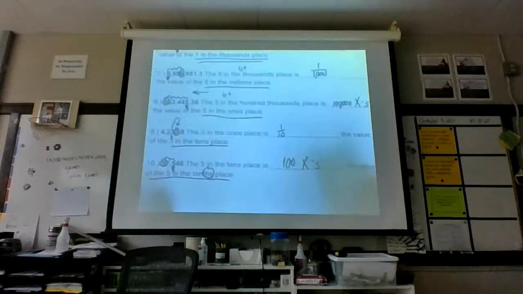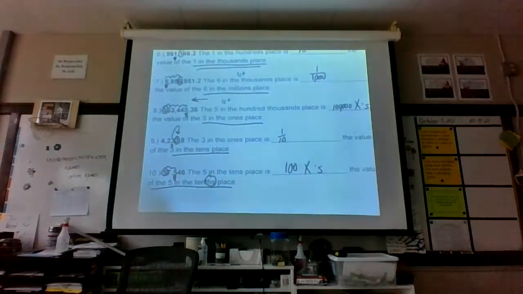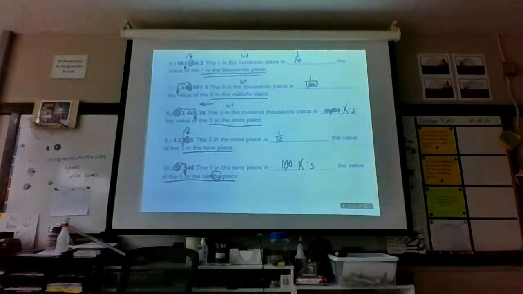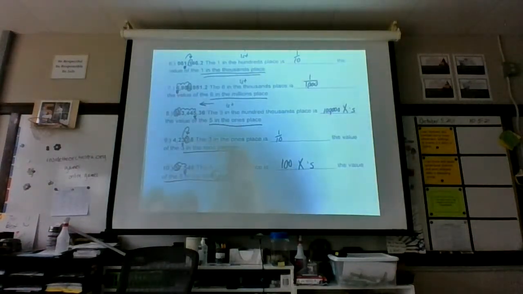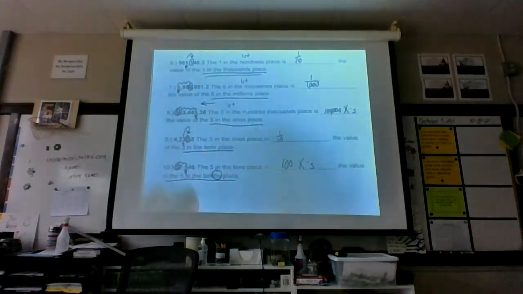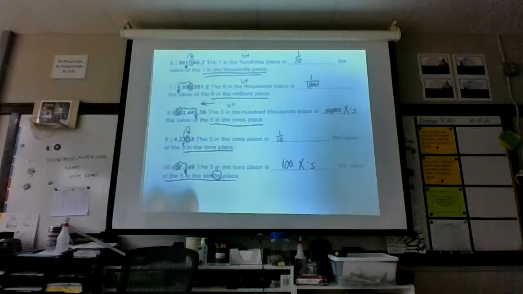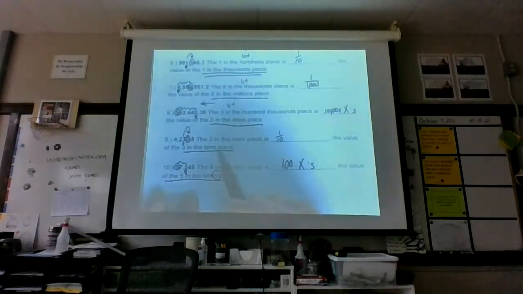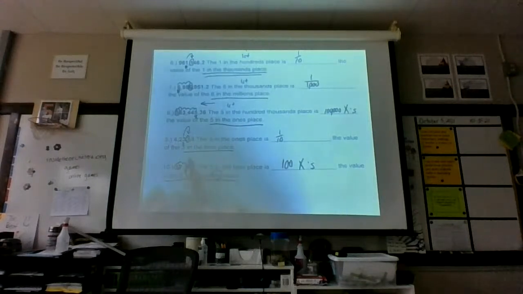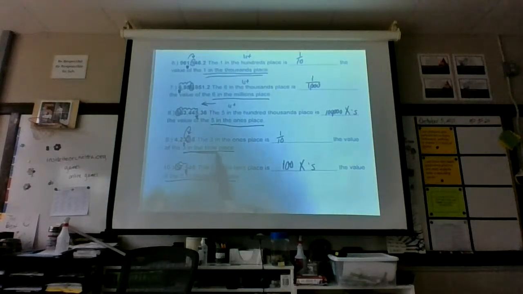All right. So on number 9, their question is the 3 in the ones place is blank the value of the 3 in the tens place. So based on the guidelines I've given you, Kylan, do you need help? Okay, can you look up front, Aubrey? Do you need help? Okay. So the 3 in the ones place is what's the value of the 3 in the tens place? We're going to find the one that gets mentioned last, and we're going to start there.